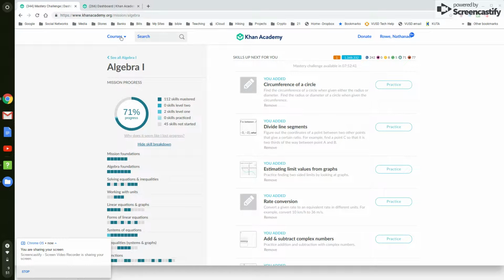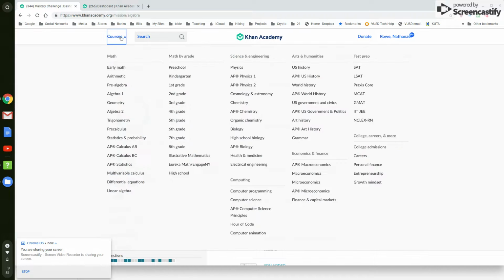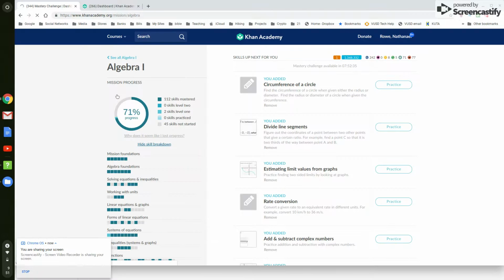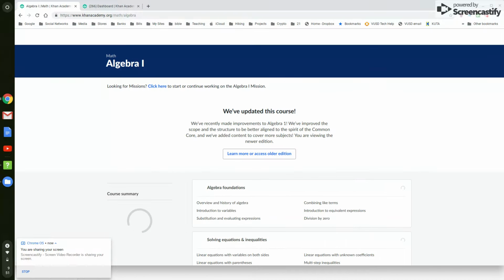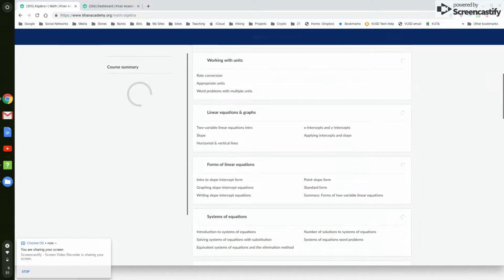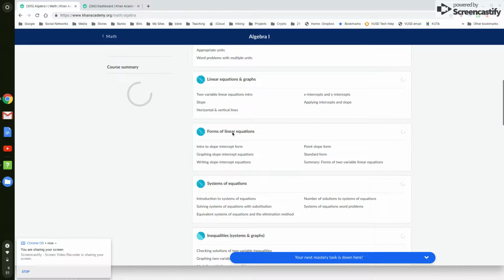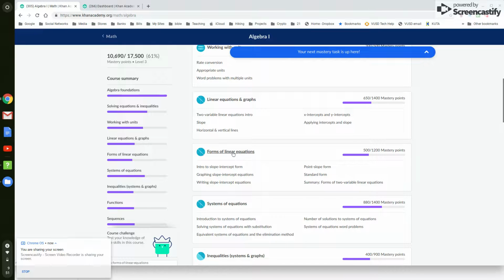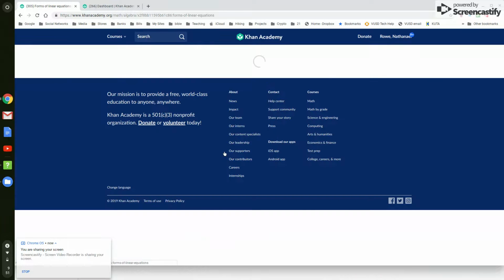Okay, so the other way is that we could go back. We could click on Algebra 1 again, and it'll take us to that other page, not the mission page. And from here, we can scroll down and we can actually find the topic that we want. So, for example, one of the subjects where I had you guys do some skills is forms of linear equations. So, I'm just going to click that.